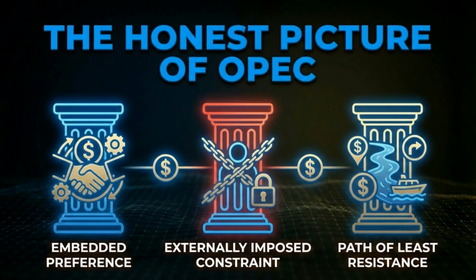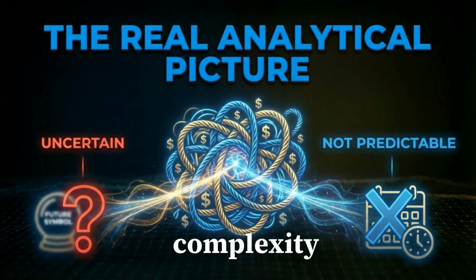The organization contains members for whom dollar oil pricing is an embedded operational preference, members for whom it is an externally imposed constraint, and members for whom it is simply the path of least operational resistance. That internal complexity is the real analytical picture, and it is what makes honest assessment of OPEC's future relationship with the petrodollar system genuinely uncertain rather than neatly predictable in either direction.